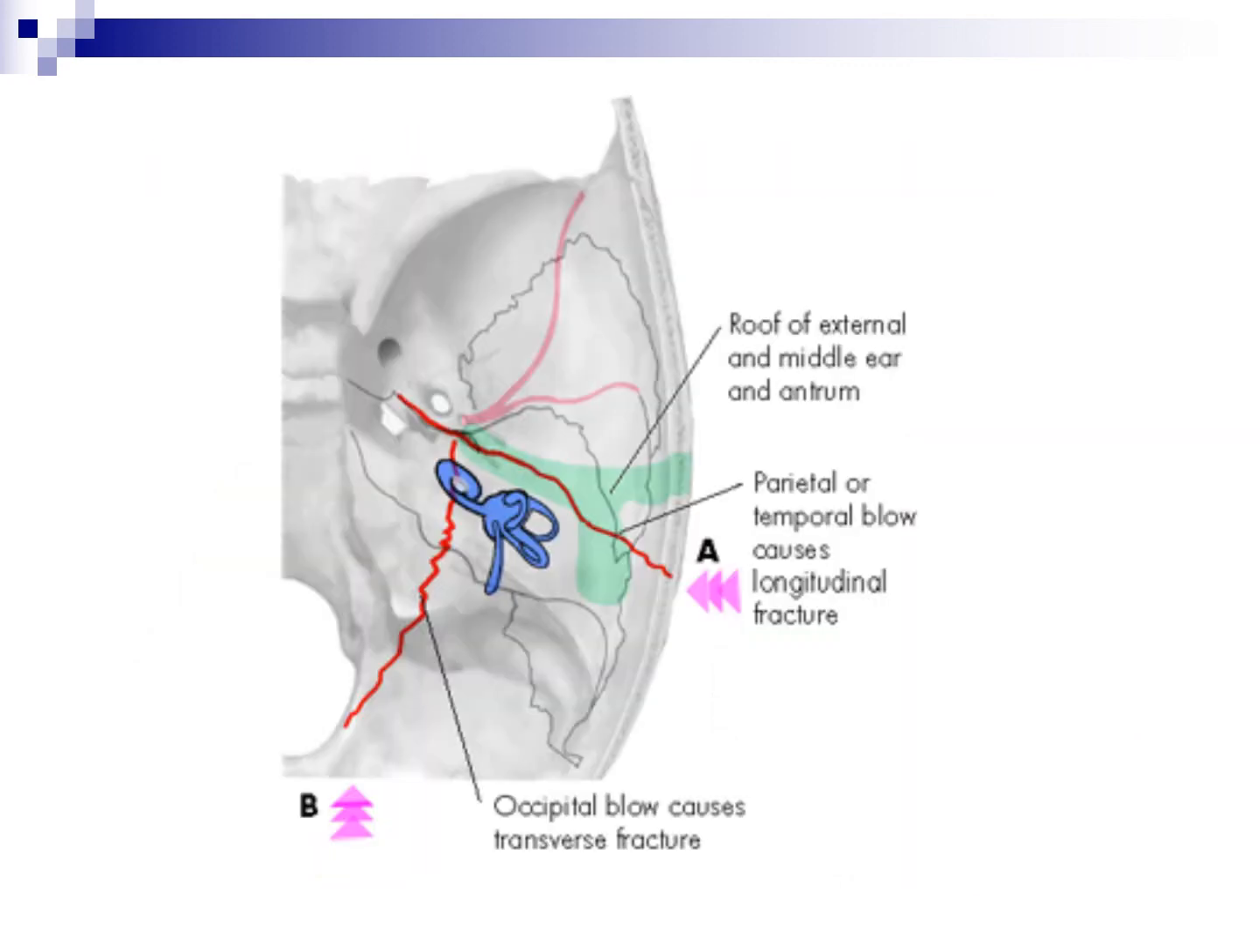So you could clearly see in this image where the blow is coming from, parietal or temporal. This longitudinal temporal bone fracture passes through the external ear and middle ear, but it avoids the inner ear and the facial nerve, which is here. While the transverse fracture line passes through the inner ear and cuts through the facial nerve, and it happens with an occipital or frontal blow.